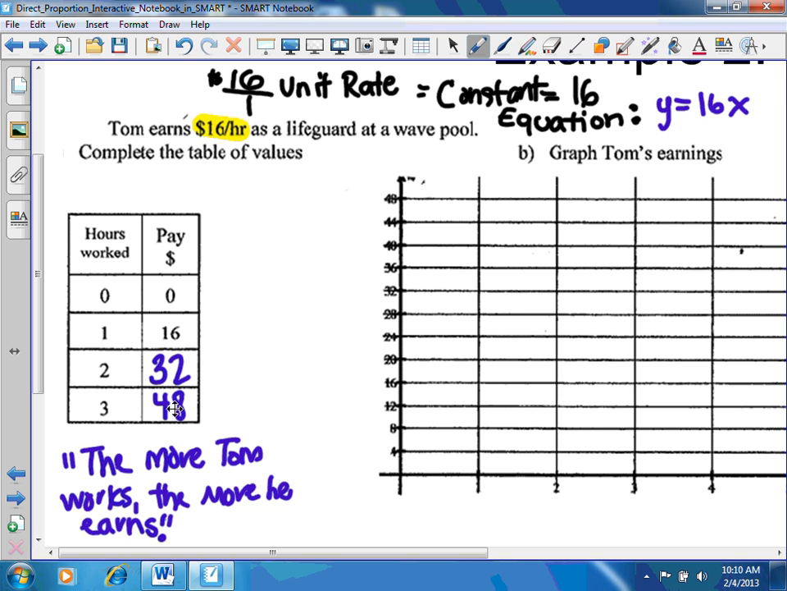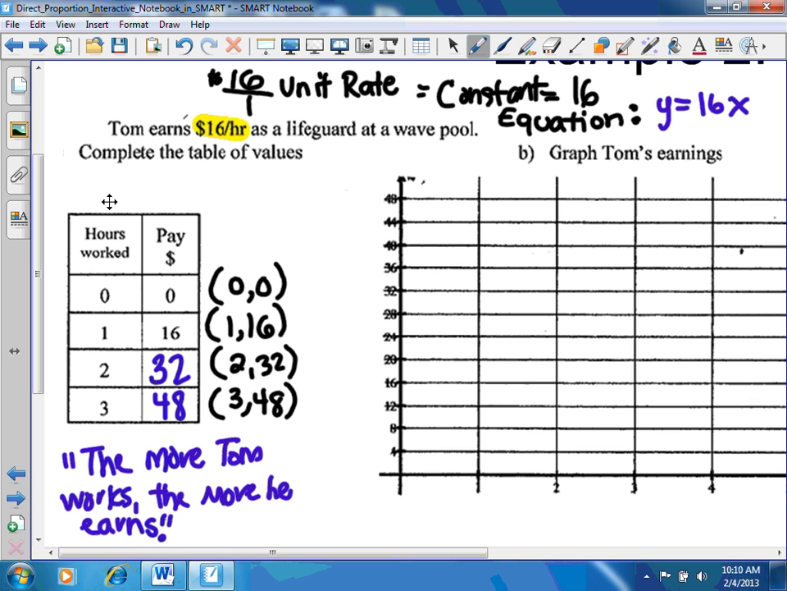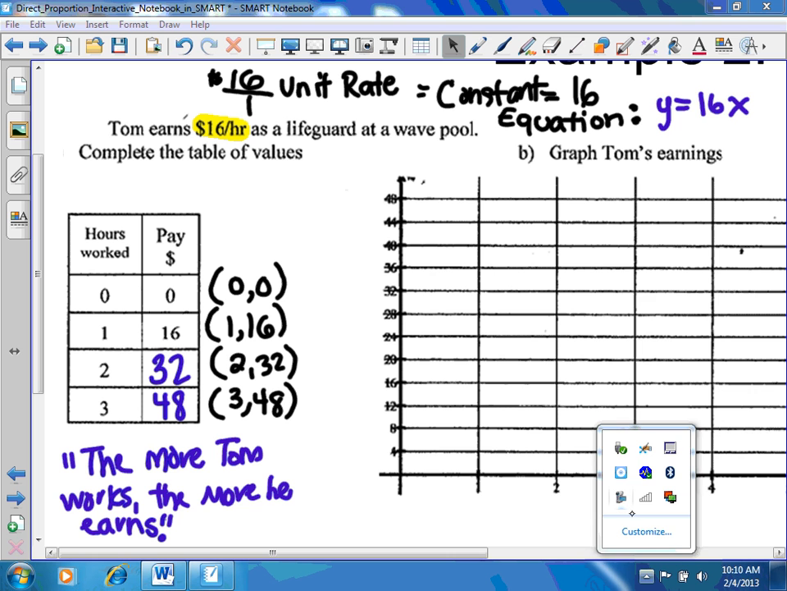Okay, here we go. It says graph the time and earnings. Now we're going to graph it. So here's our ordered pairs. The first one is 0, comma 0. What's the next ordered pair? 1, comma 16. What's the next ordered pair? 2, comma 32. What's the next ordered pair? 3, comma 48. This is the what axis? What comes first?